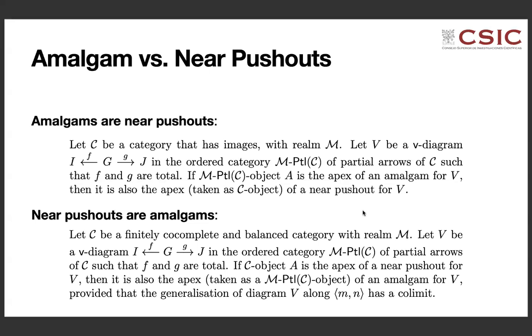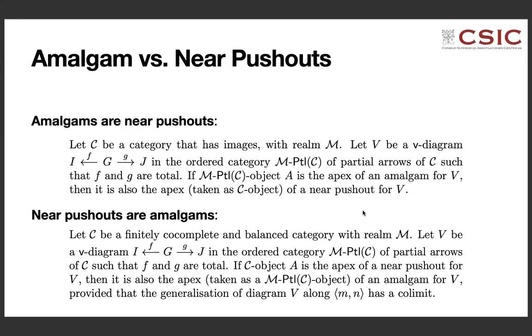So there is a generalization of the V diagram to a W diagram, and when we do the colimit of this W diagram, then this colimit is also the near pushout in the category of partial arrows. So we have these two theorems, and we have some sort of relationship between amalgams and near pushouts.